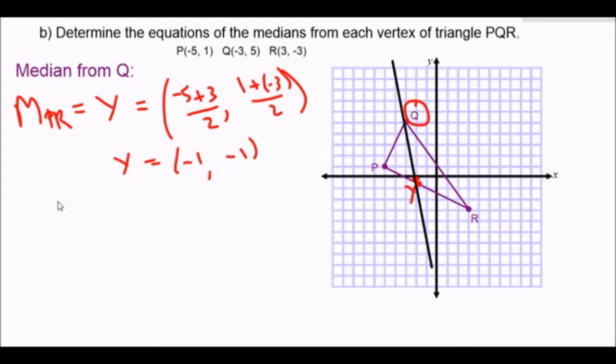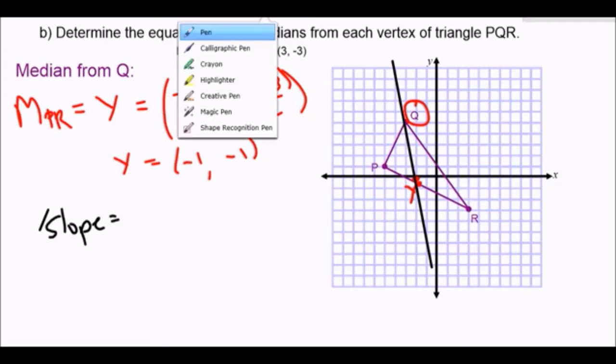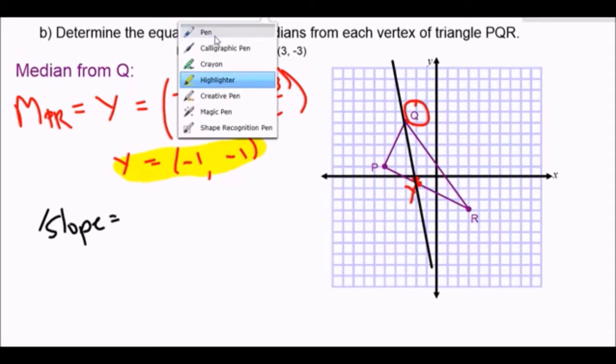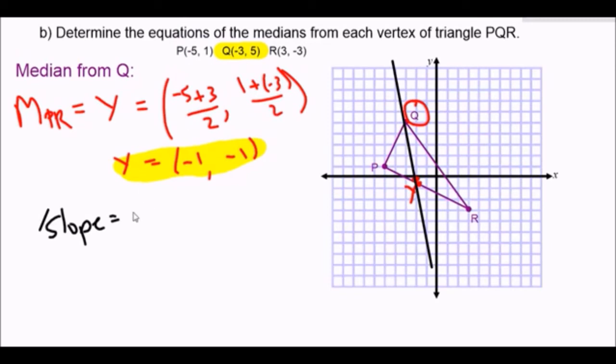To start an equation, we always want to start by finding the slope. So the slope, oops, hold on, I need my pen. So the slope, and again, the only points I'm allowed to use now are the 2 points on this median line, which are Q and Y. Those are the only points I'm allowed to use. I like highlighting them, that way my brain doesn't pick up the wrong number at the wrong time.